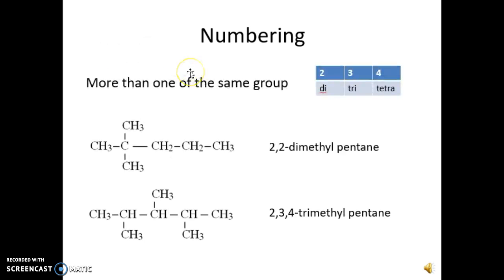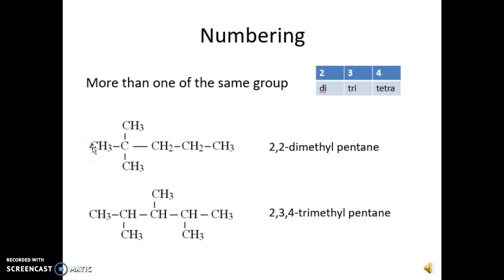The next thing I want to talk about is numbering when we've got more than one functional group on a compound. So here we have 2 methyl groups. You can see 1, 2 methyl groups. So when we've got more than one methyl group, we use these terms prefixing what the functional group is. So in this case, our longest carbon chain is 1, 2, 3, 4, 5, or we can go from this one, 1, 2, 3, 4, 5. So we'll go straight across.